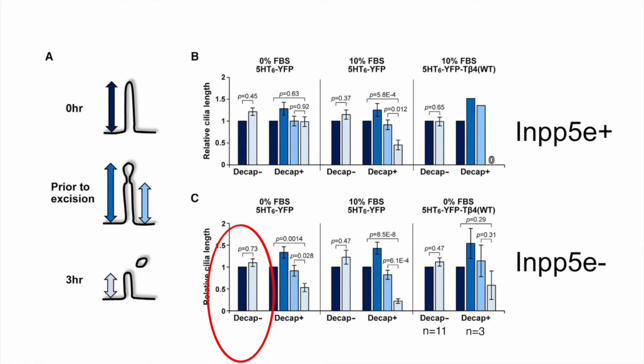The 2 bars on the left of each graph are ciliary lengths in cells that showed no decapitation in the 3-hour window. The 4 bars on the right of each graph show the relative cilia lengths when time equals 0, then prior to excision, then post-excision, and finally at the end of the 3-hour window.